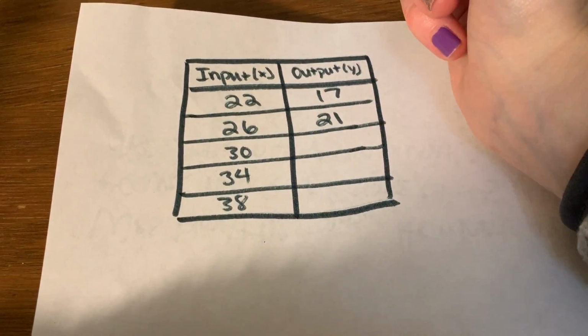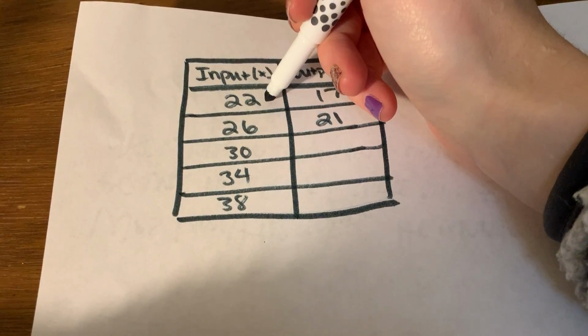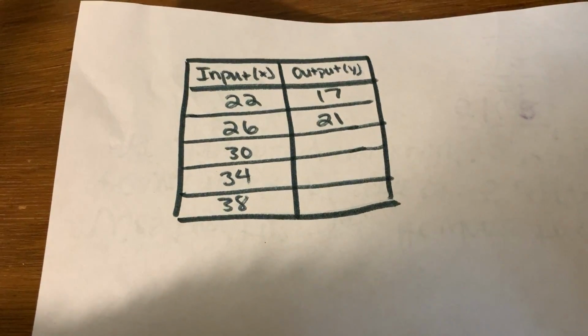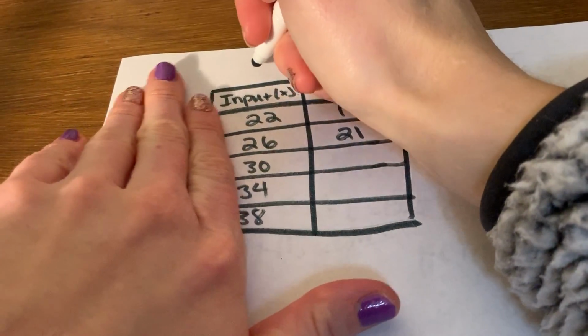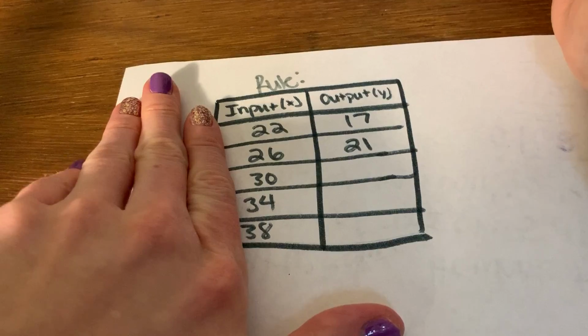So this one is a subtraction one because we're going from 22 to 17. The numbers are getting smaller. So that means it is a subtraction rule that is happening. So our rule is subtraction based, okay?